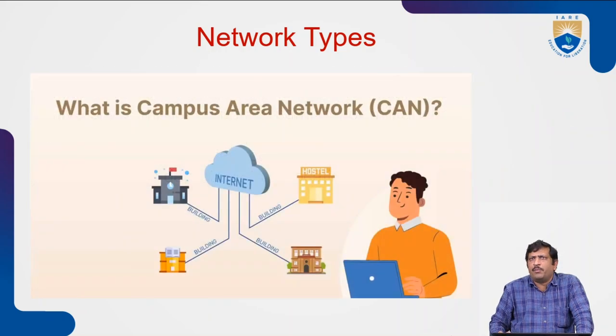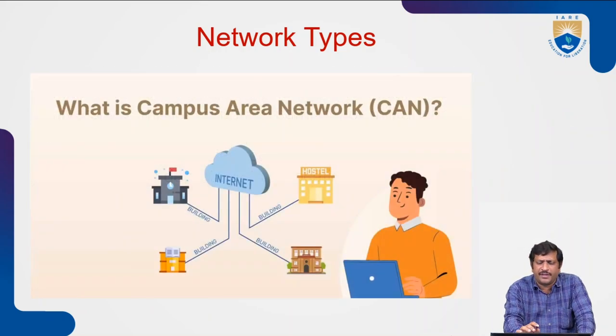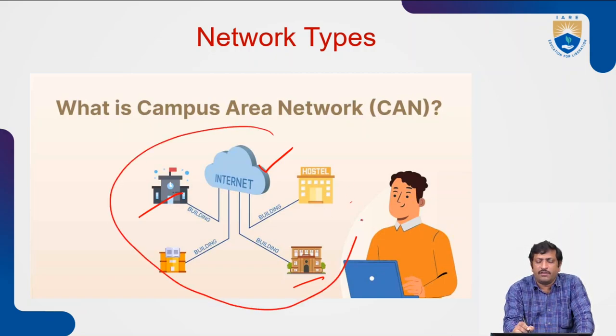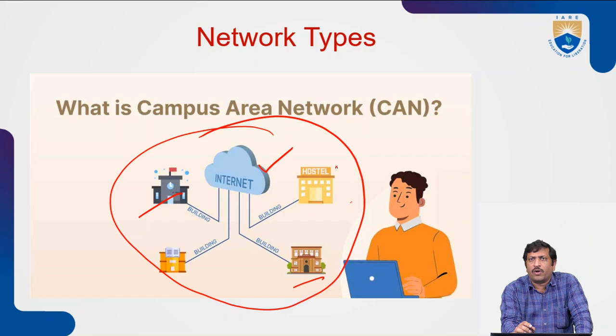What is the campus area network? This is a campus area network. Here are the buildings, and over the internet the connection can be established to different building blocks within this campus, providing connectivity to building 1, building 2, building 3, and a number of other blocks. Block 1, block 2, block 3. Generally, it is utilized in universities. It will also be connected to personal computers.